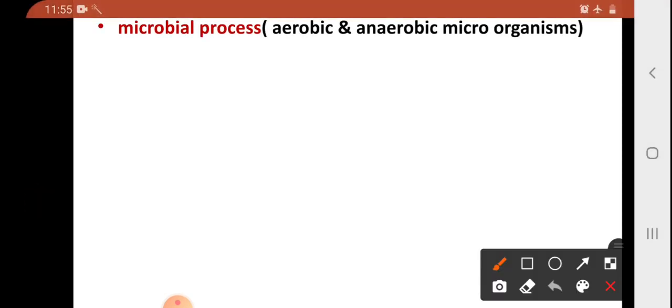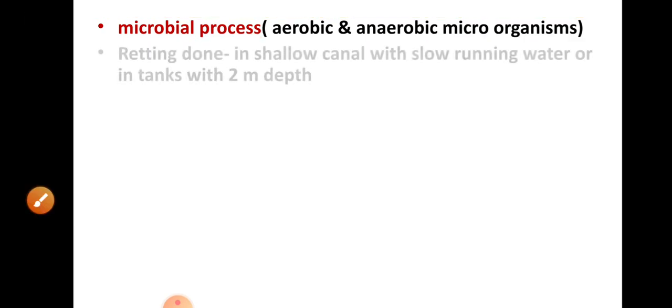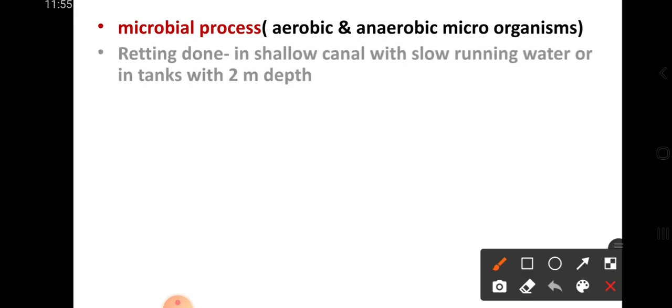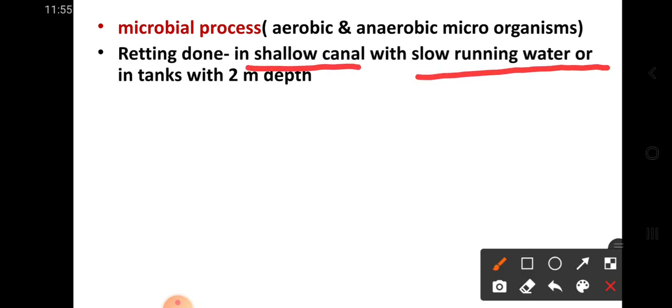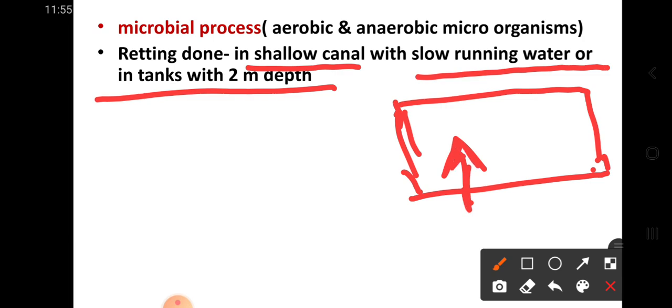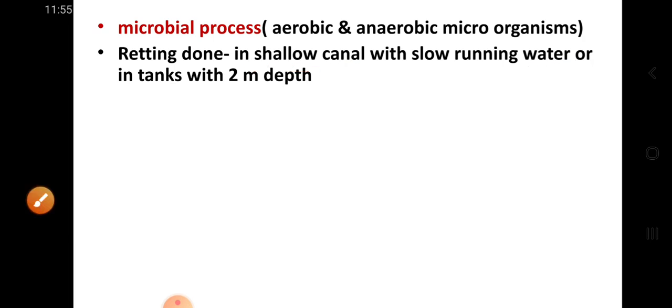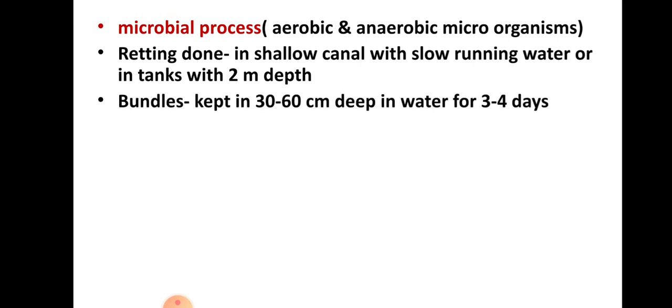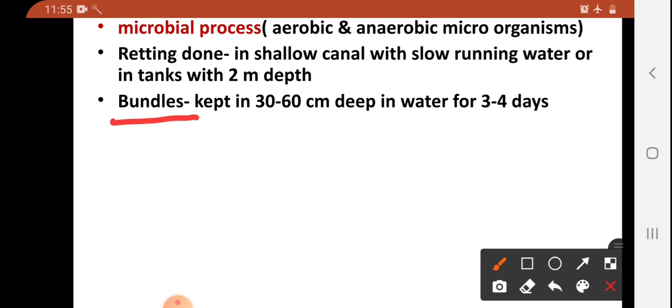Now we can see the actual procedure of retting. Retting is a microbial process where aerobic and anaerobic microorganisms play an important role. Retting is done in shallow channels with slow running water, or in tanks with 2 meter depth. If running water is not there, then we have to use tanks of at least 2 meter depth for dipping all the harvested bundles. We keep all bundles in running water or in tank, 30 to 60 centimeter deep, for at least 3 to 4 days.